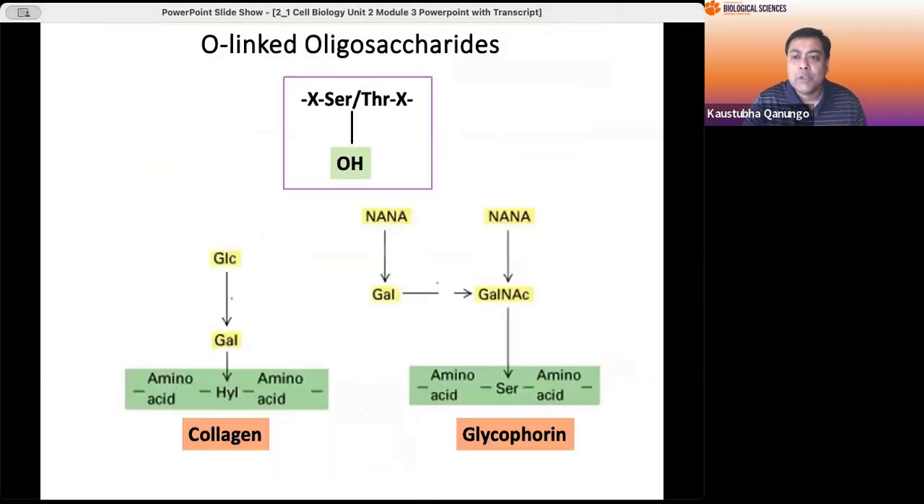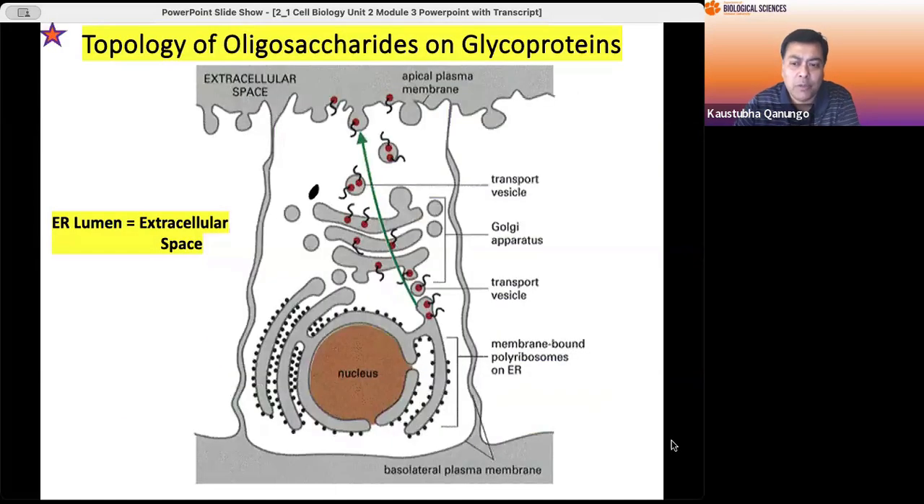All right. So other than N-linked glycosylation, there is some O-linked glycosylation, where you have serine or threonine and a hydroxyl group is attached with the glycosylation. A couple of these, again, are not needed. I did not go into that.